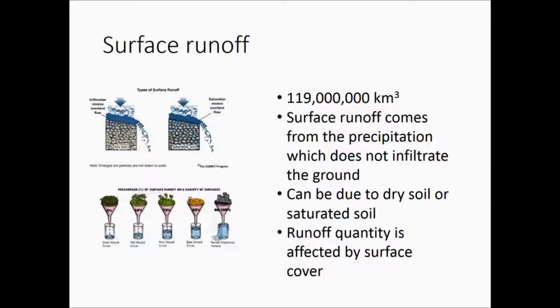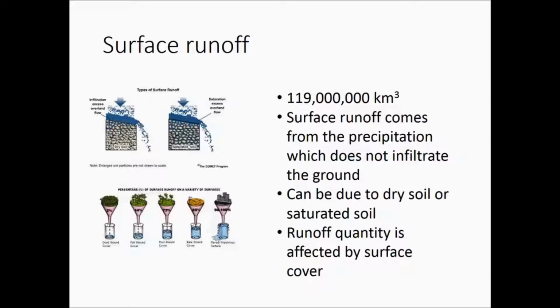Other things that lead to surface runoff are precipitation. If so much precipitation happens that infiltration cannot occur anymore because the ground is saturated, then overland flow or surface runoff will start to happen. This can also happen because soils are too dry, or again, soils are too saturated.